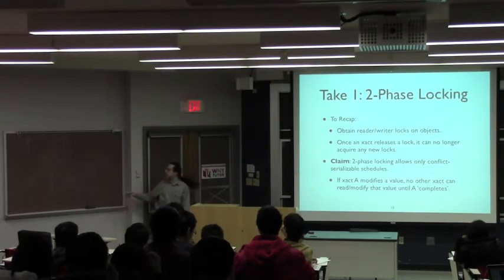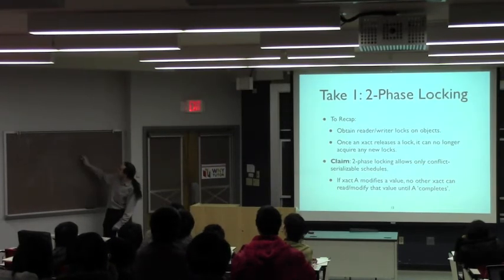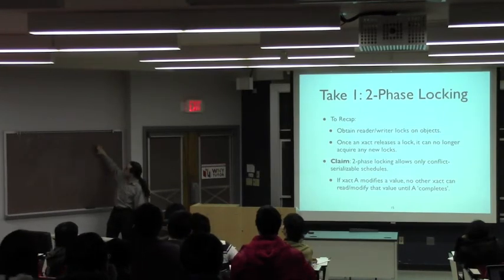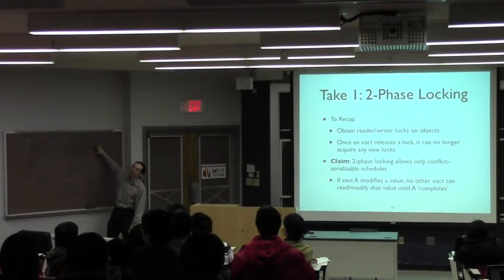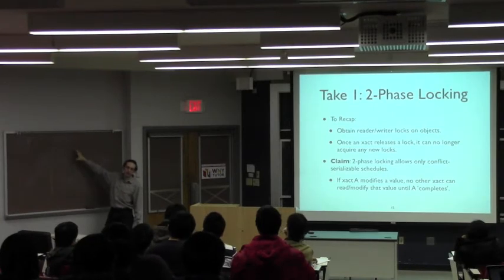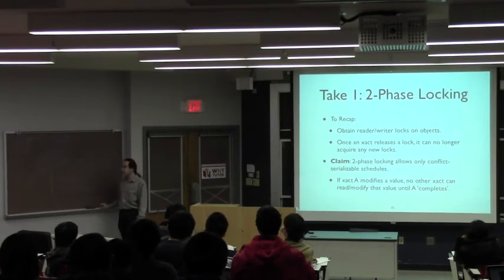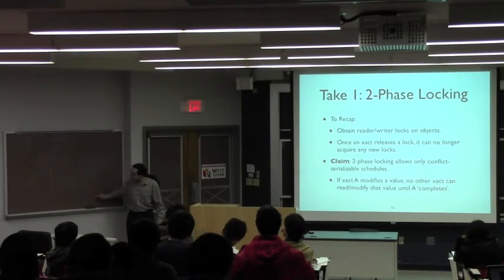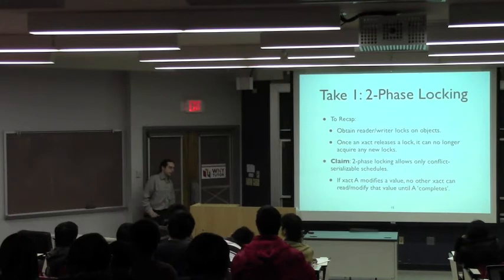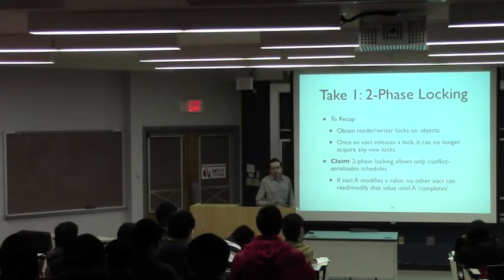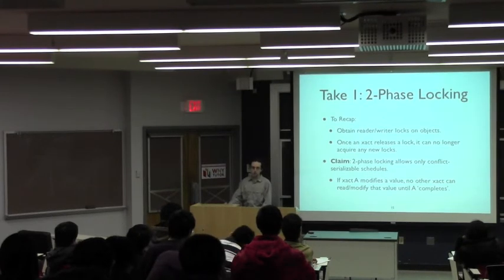I have an example of this in a couple of slides, but just to give you a preview, transaction two is going to take an exclusive lock on A. Now, when transaction one comes along and tries to modify A, it's not going to be able to acquire that exclusive lock because transaction two already has it. And transaction two won't release that lock until it's finished. So essentially, this two-phase locking process is only going to allow conflict serializable schedules. That makes sense?